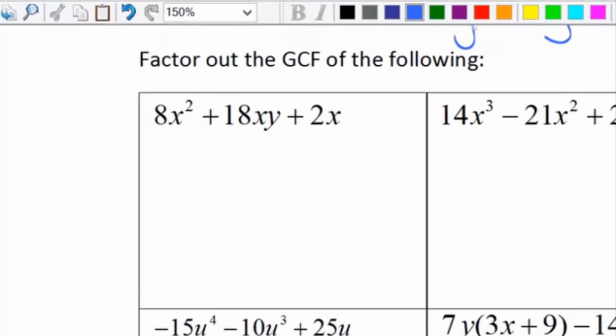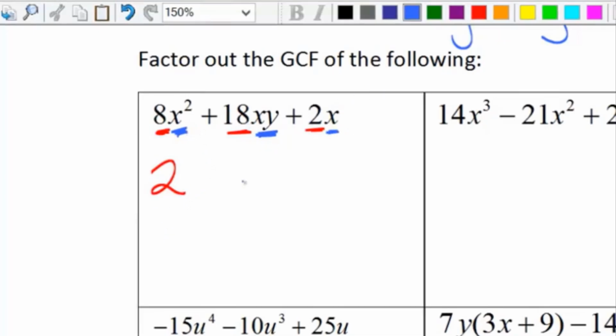So I want you to look through all of the numbers, the coefficients 8, 18, and 2. What can 8, 18, and 2 all be divided by? Well, the largest number that they can all be divided by is 2. 8 can be divided by 2, 18 can be divided by 2, and 2 can be divided by 2. There is no other larger number that works, so this is the greatest common factor of all of the coefficients. Now we need to look at the variables. In the first term I have x squared, that's 2 x's being multiplied. On the second term I have xy, and the third term I just have x. Which variable is common between all three terms? And the answer there is x.